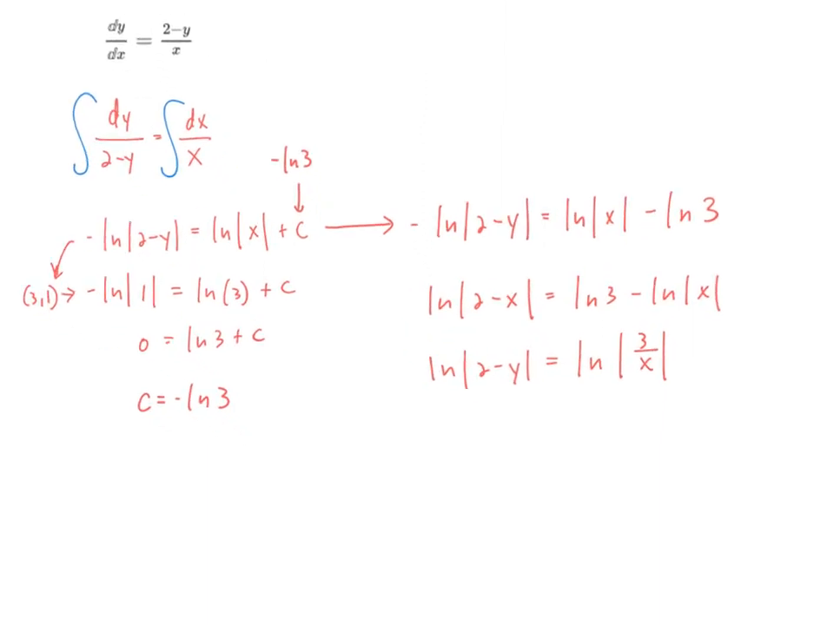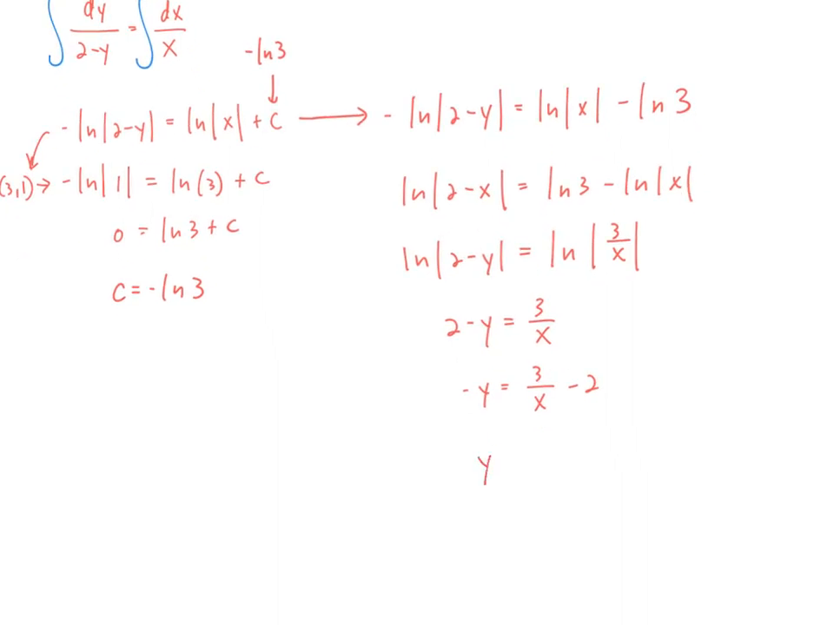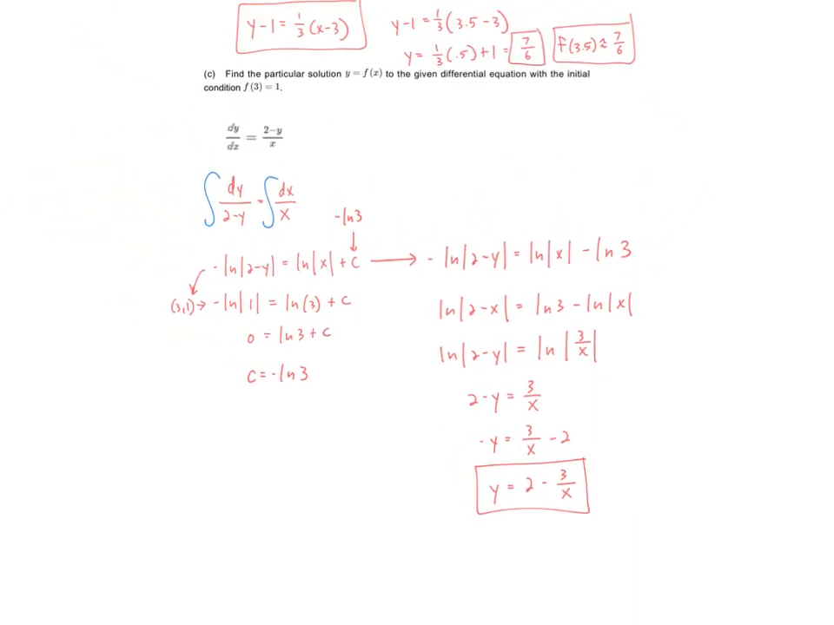Now we can set these insides equal to each other. If ln of something equals ln of something else, then these inside parts have to equal each other so that the whole thing is equal. And then just start solving for y. Then multiply both sides by a negative, and one way to do that is just to switch these around. That's it. That's the particular solution.